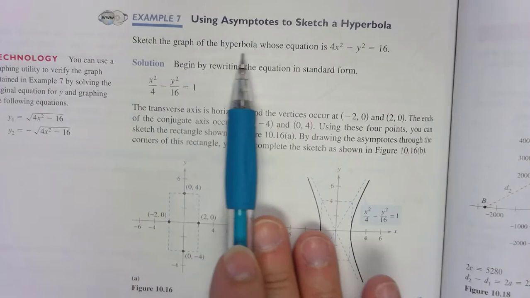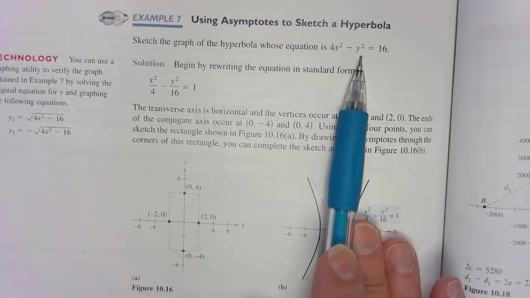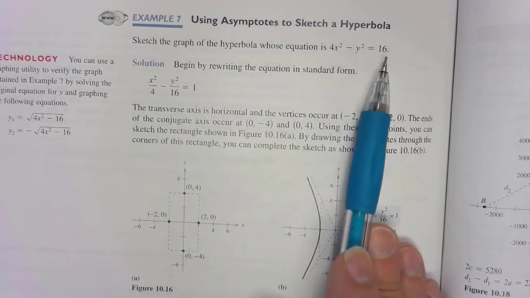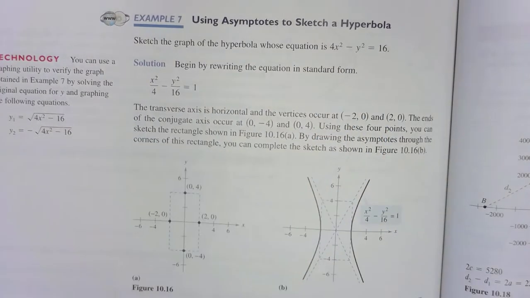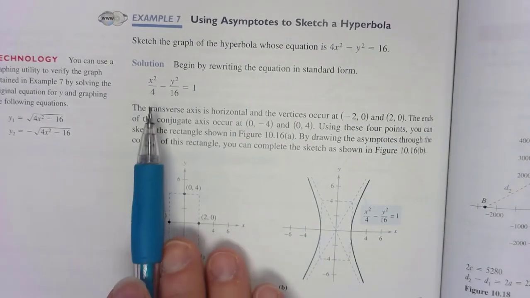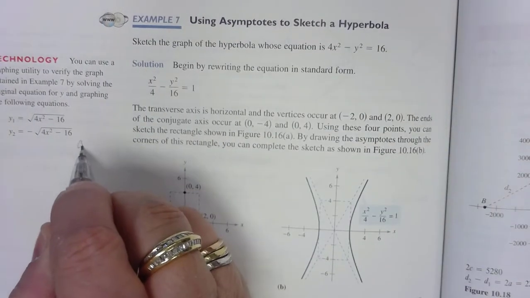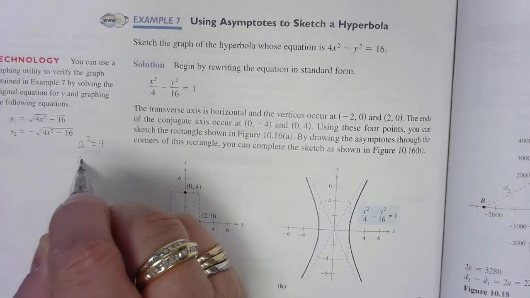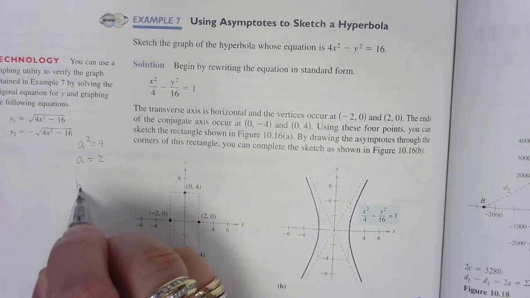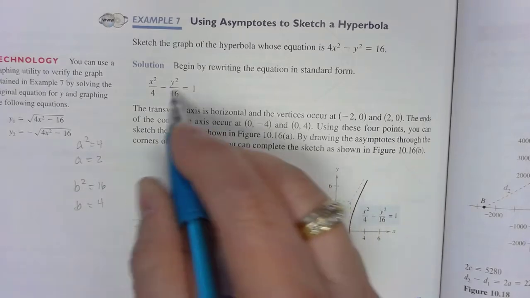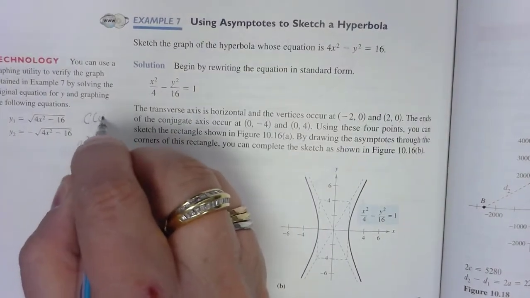So sketch the graph of the hyperbola whose equation is this. First thing is we do have two squared terms with opposite signs. It needs to be equal to 1, so we're going to divide through by 16, which gives us this. Let us remember, a is not necessarily the larger constant like in the ellipse. It is the one that is positive. So a squared is 4, so a is 2. b squared is 16, so b is 4. My center is the point 0, 0.